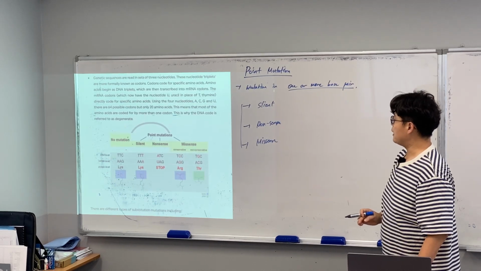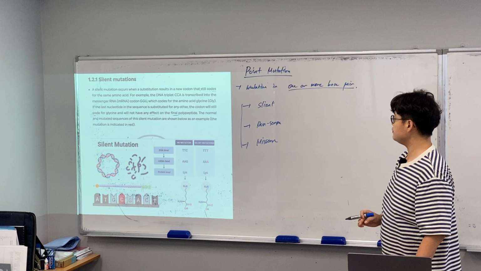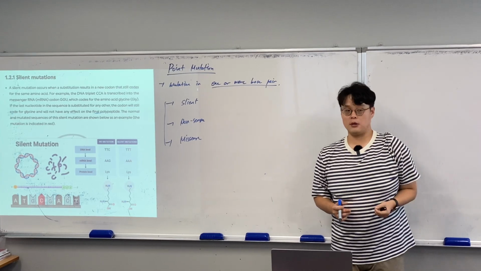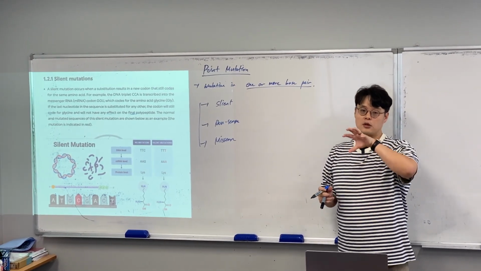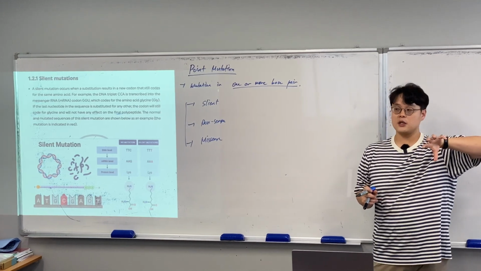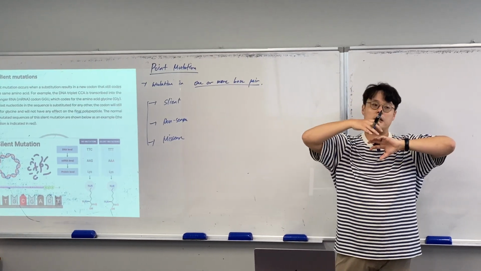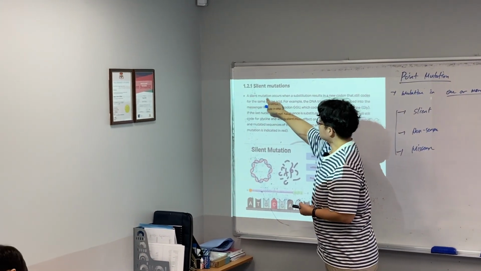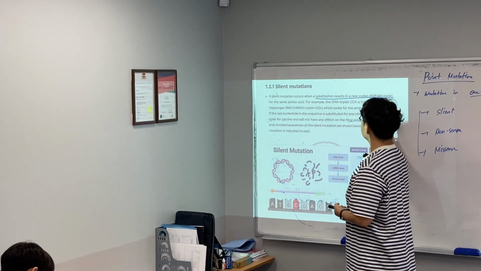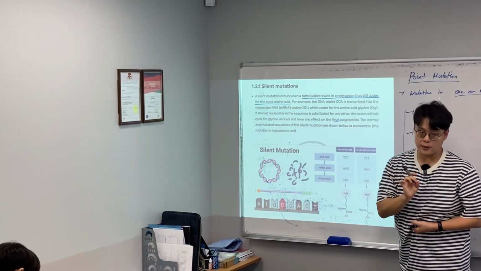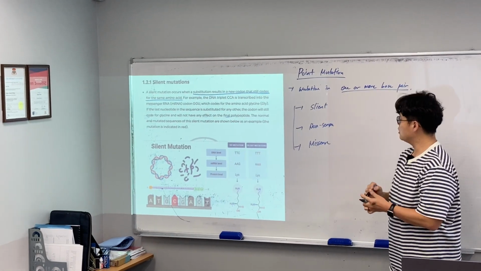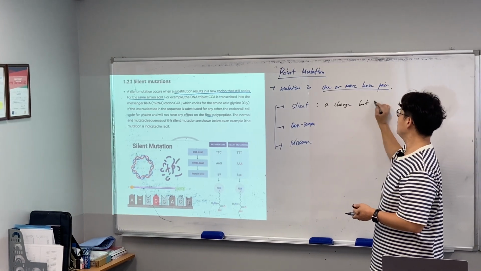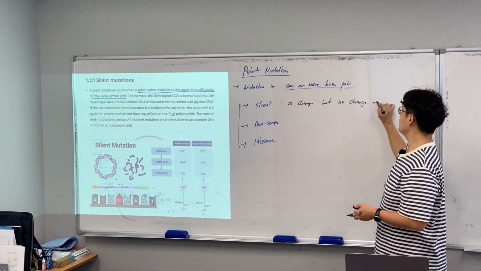So let's have a think about what silent mutations are. To understand point mutations, you need a good understanding of translation. In the ribosome, the mRNA comes along, and tRNA brings the anticodon and the corresponding amino acids to it. So, silent mutation first. A silent mutation occurs when a substitution results in a new codon that still codes for the same amino acid. Highlight that, please. Yes, there is a change, but no change in the amino acid.